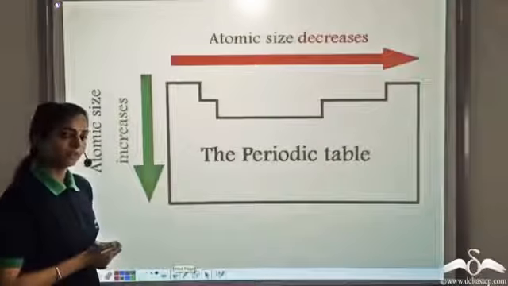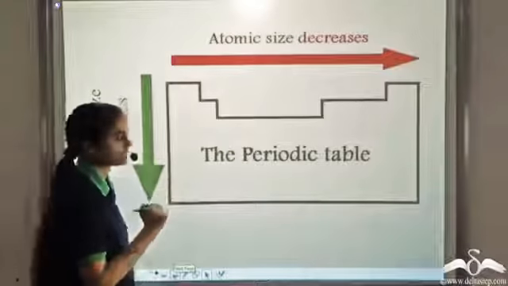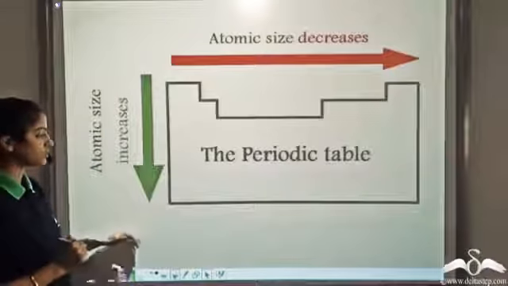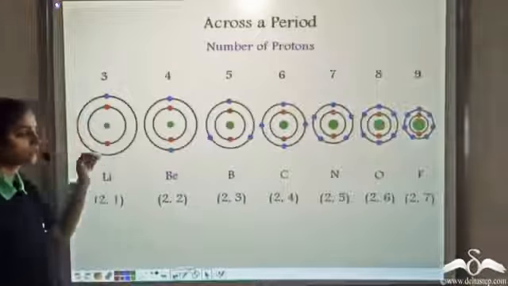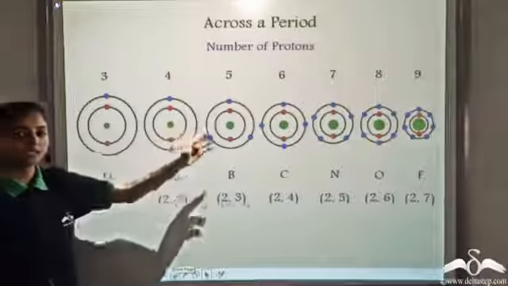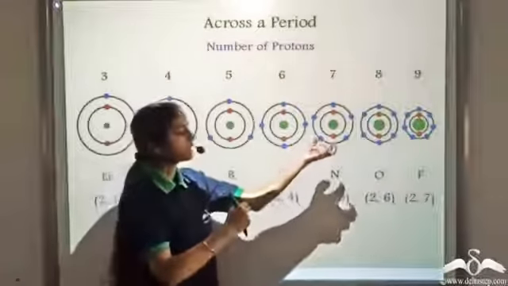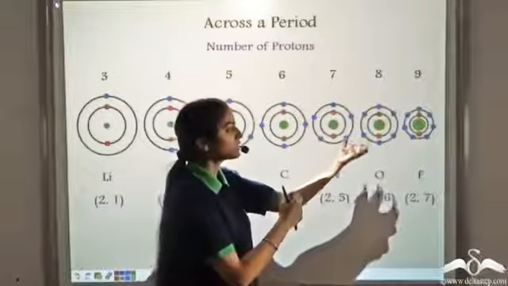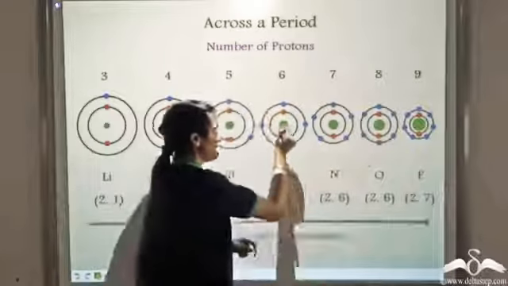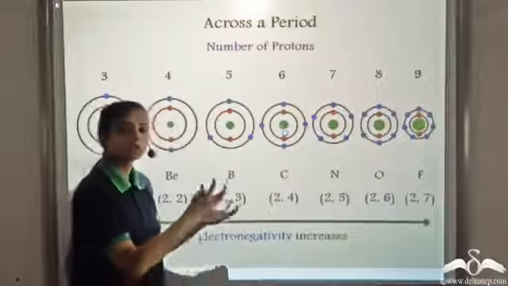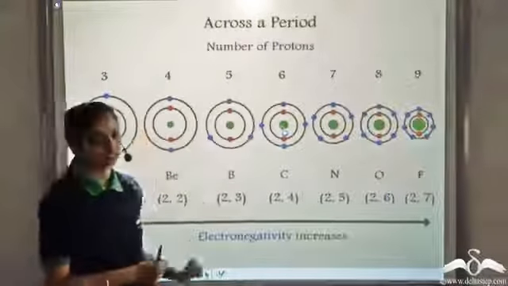In a periodic table, we know as we move from left to right in a period, the atomic size decreases. When we move from top to bottom in a group, the atomic size increases. So across a period, the atomic size decreases. As the atomic size is decreasing, the outermost shell is pulled closer to the nucleus. This leads to increased attraction of the electrons towards the nucleus, and hence the electronegativity, the tendency to attract the shared pair of electrons, increases as we move from left to right in a period.